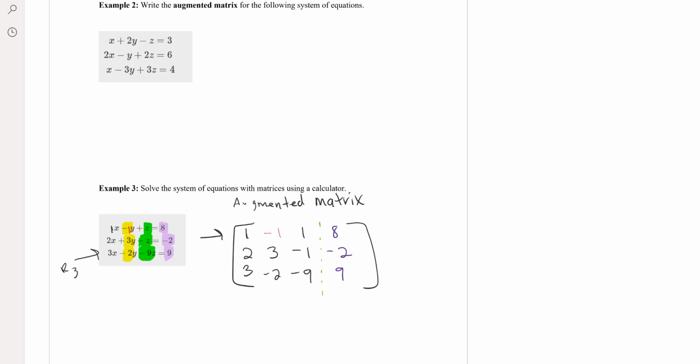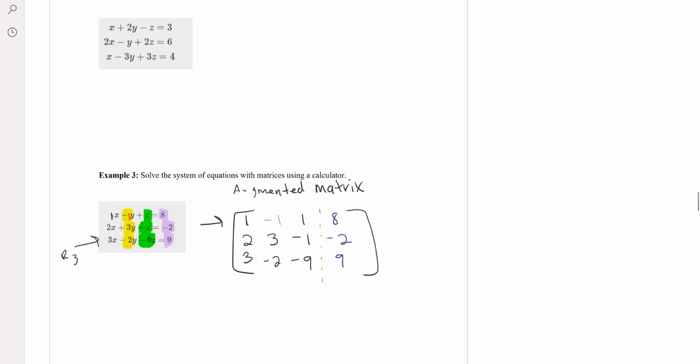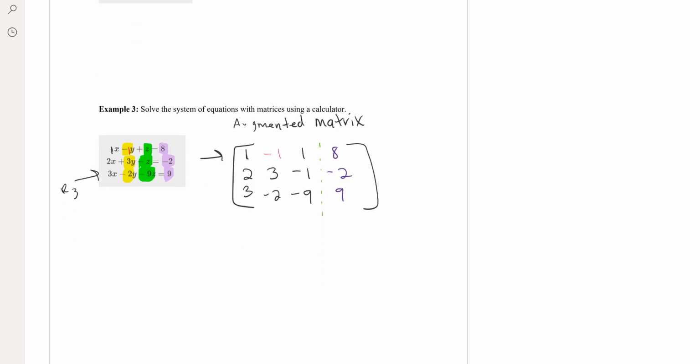So notice how what I did is I took all of the coefficients of x, y, and z and put them into my augmented matrix. And whatever my solutions were, let's say 8, -2, and 9, that's what goes in that last column, okay? All right, so now my calculator is going to do all the work for me.